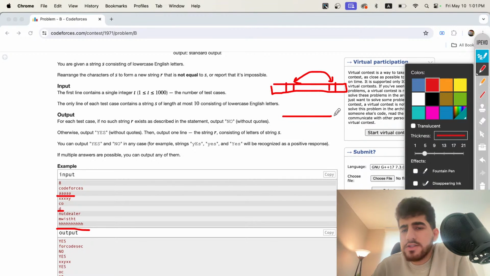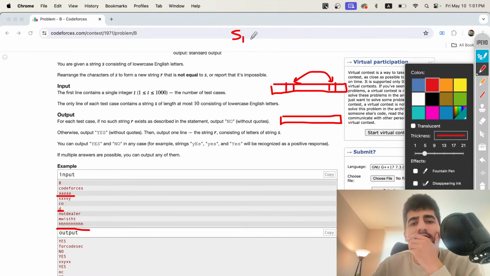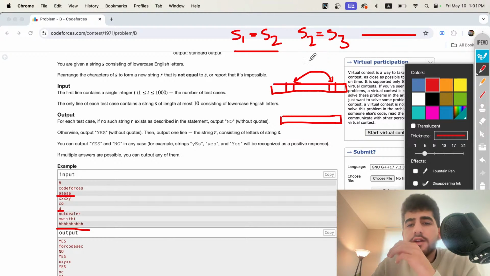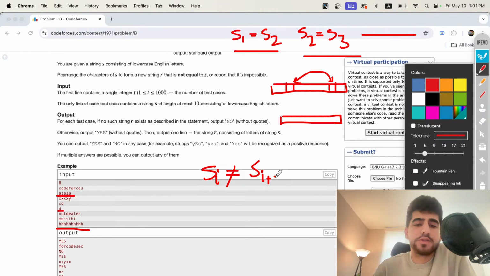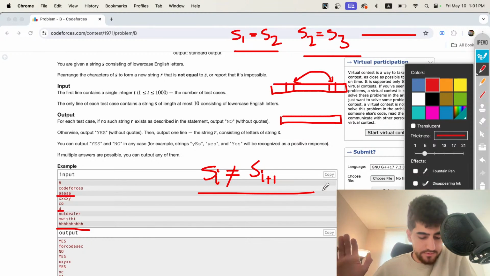You can also say that obviously there would be two adjacent elements that are not the same, because if our string is s, and s1 is equal to s2, s2 is equal to s3, s3 is equal to s4, and so on, then all the characters are the same. So all of these are not true. So for some i, we have that s of i is not equal to s of i plus 1. So we can just swap these two and print the resulting string, and we have our answer.